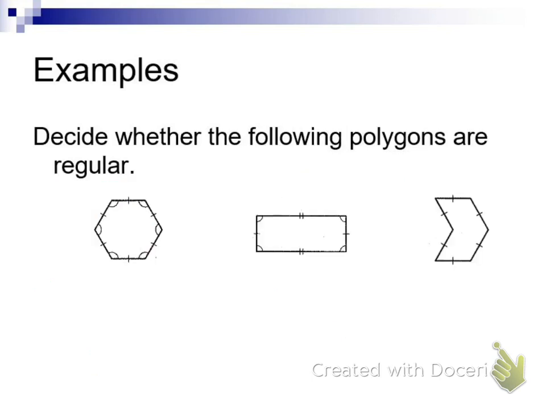On the next set, we have to decide if these polygons are regular. In order for it to be regular, it has to be 2 other things. What 2 things does it have to be? What has to be congruent? Sides and angles. So ask yourself, is it equilateral? If the answer is yes, ask, is it equiangular? If the answer is yes again, then it's regular. But if you answer no to either of those questions, then it is not going to be regular. All of the interior angles are congruent.